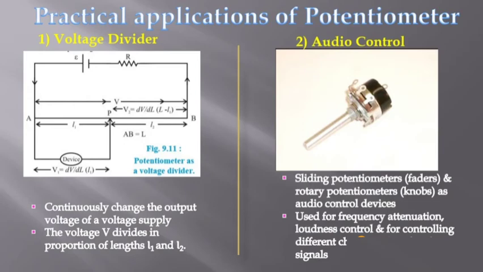The potentiometer can be used as a voltage divider to continuously change the output voltage. When the potential V is set between A and B of the potentiometer wire, one end of the device is connected to positive point A and the other end is connected to the slider that can be moved along the wire AB. The voltage V divides in proportion of length L1 and L2.